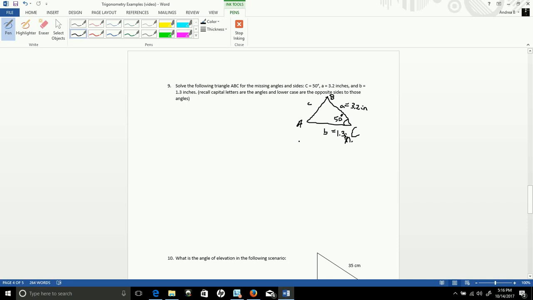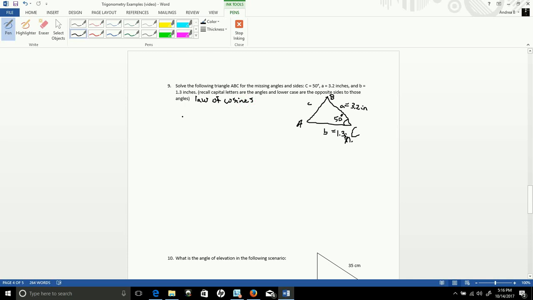or law of cosines. But in this case, if you look here, we have an angle, but we don't know the side opposite of it. And for our other two sides, we also don't know the angles opposite of those two sides. So what that means is that we're going to have to use the law of cosines here. So let's jot that down first of all. In this case, we'll use the law of cosines.